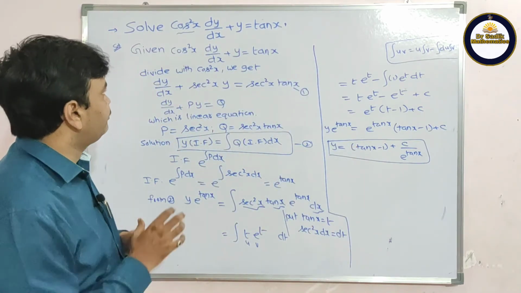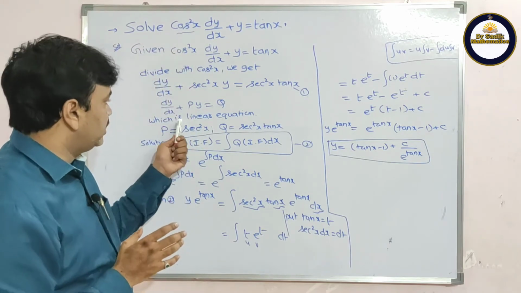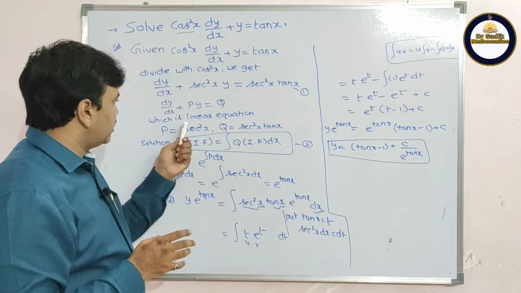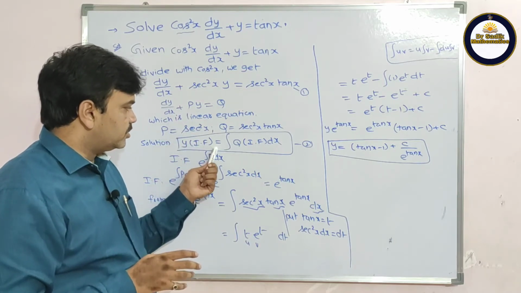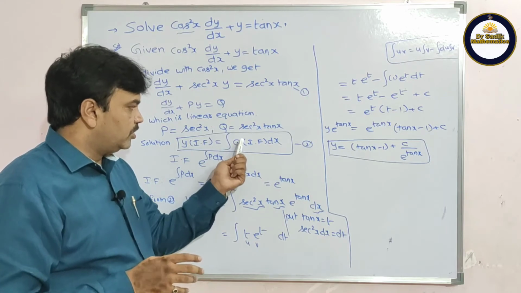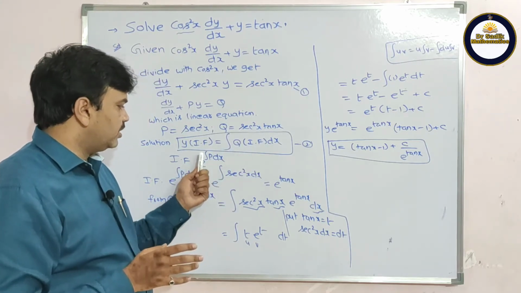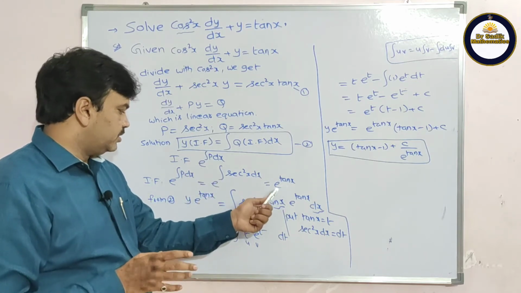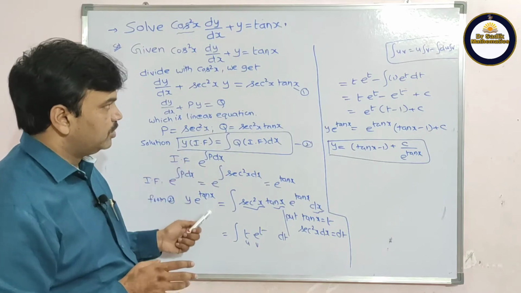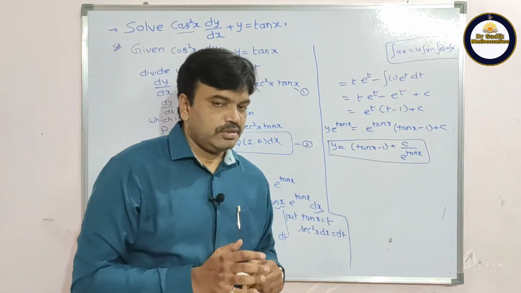Once again, friends, divide with cos square x, then you get a linear equation. Then compare, friends, we get p and q. What is the solution, friends? Y into integrating factor is equal to the integral of q into integrating factor into dx. What is the integrating factor? E power integral p dx. Substitute p here, friends, then you get the integrating factor, and then you substitute in the solution. Apply some formulas, then we get the required solution.